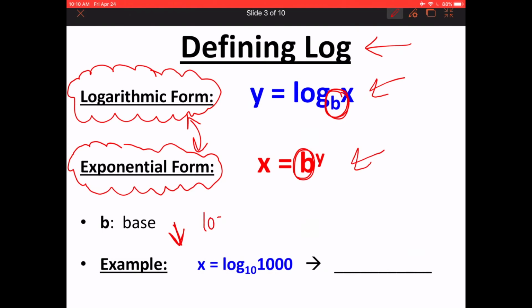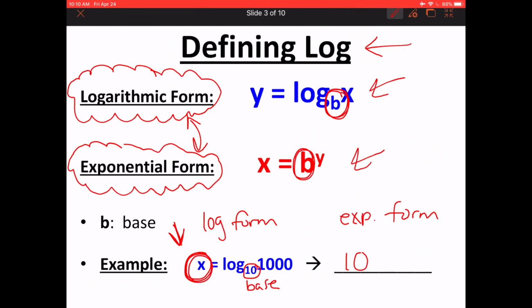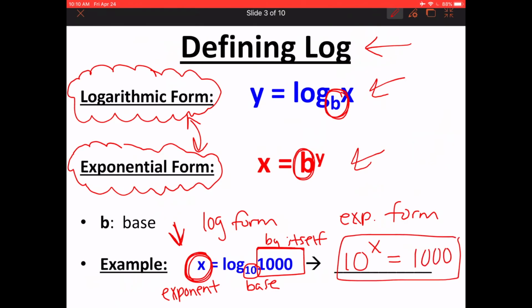So here we have logarithmic form. Let's rewrite this in exponential form. Okay, so the base of the log, that 10, is going to be the base of the exponent. Whatever number or letter is by itself on the other side of the equal sign, that's going to become my exponent. So I would have 10 to the power of x equals, and then whatever number you are taking the log of, this is going to go by itself in exponential form. So we would have 10 to the power of x equals 1,000. And there would be our final exponential form.